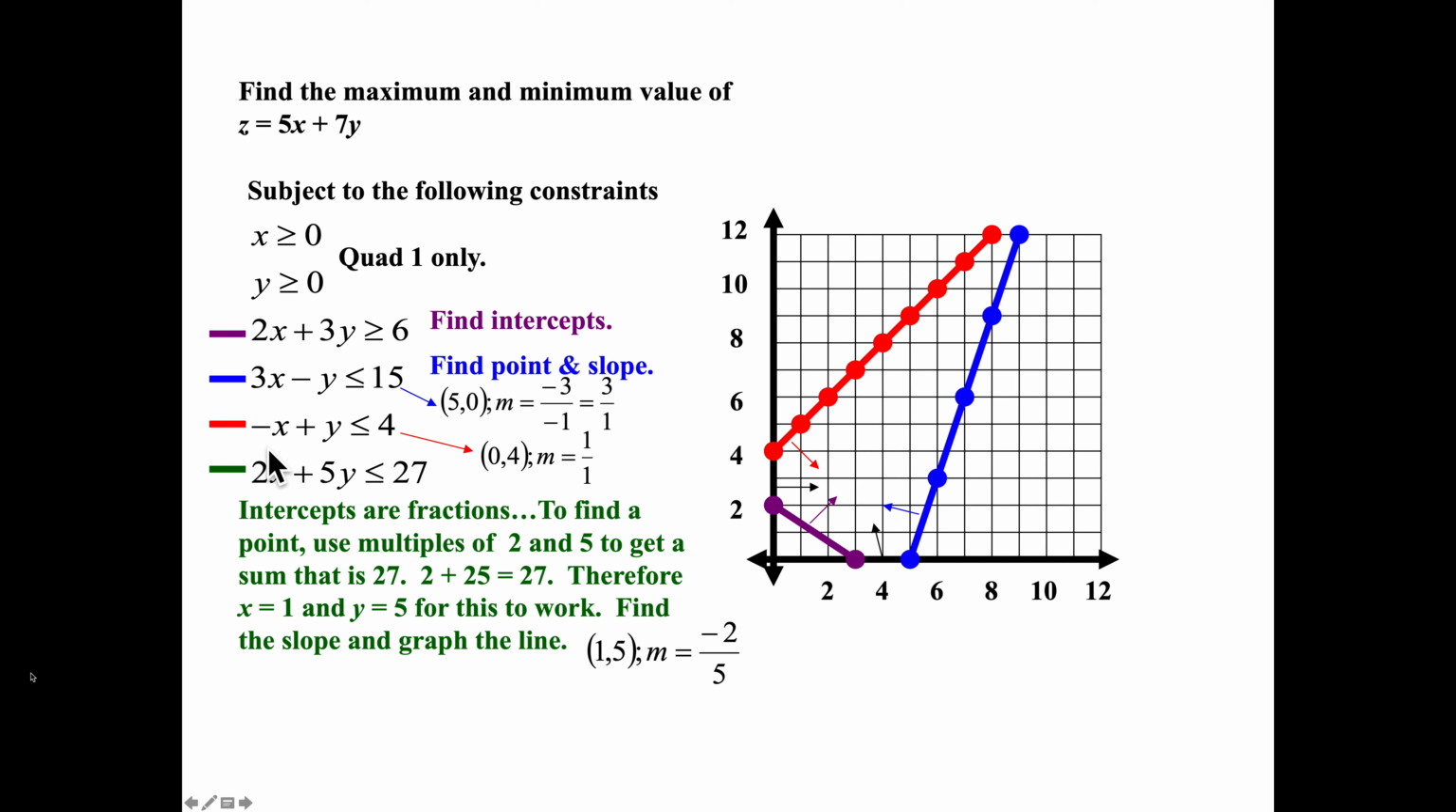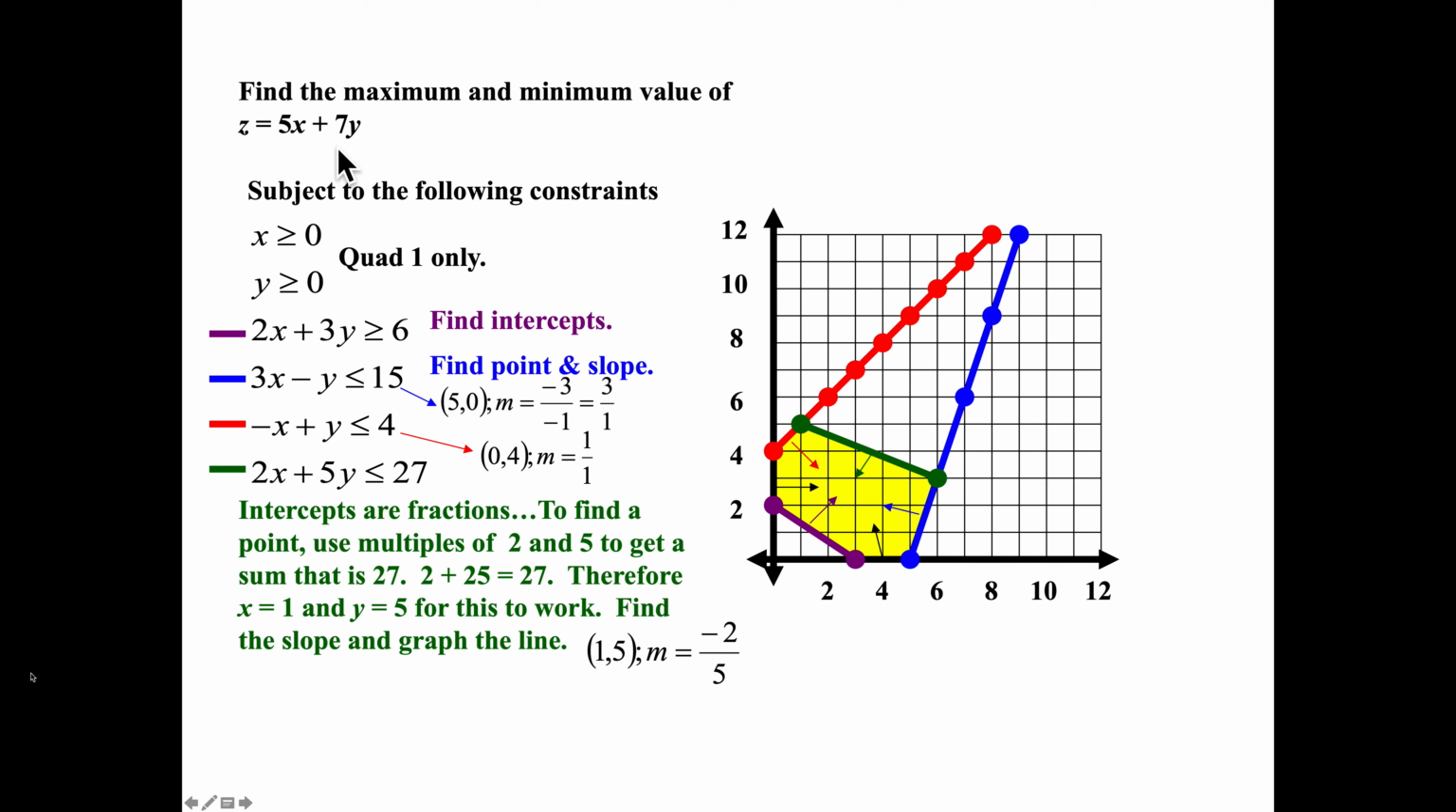Then, taking the opposite of a, the opposite of 2, that's negative 2, over b, 5, that's my slope. So I can go to 1, 5, that's this point right there, and go down 2, and to the right 5. 1, 2, 3, 4, 5, and that's this point. Connect that together. So 0 plus 0 is less than 27, so again, we're shading towards the origin. So all the arrows are pointing into this region. This is my solution region.